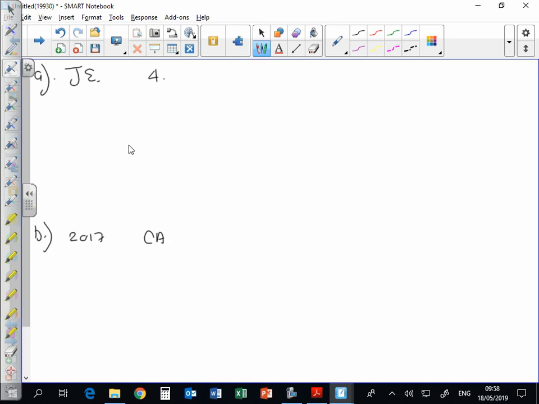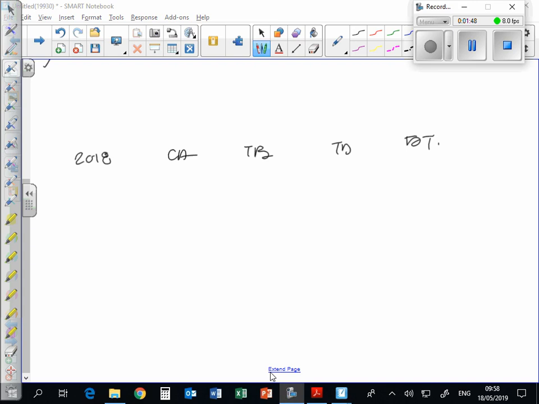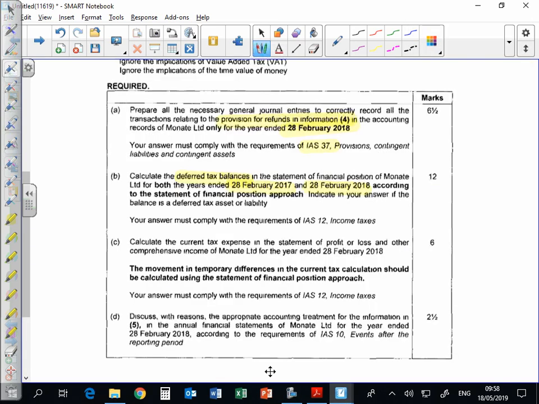Carrying amount, tax base, temporary difference, deferred tax, and we'll have our balance needed for 2018. Carrying amount, tax base, temporary difference, deferred tax. So every time we come across something that we need to put in there, we know exactly where to go put it. Your answer must comply with IAS 12.